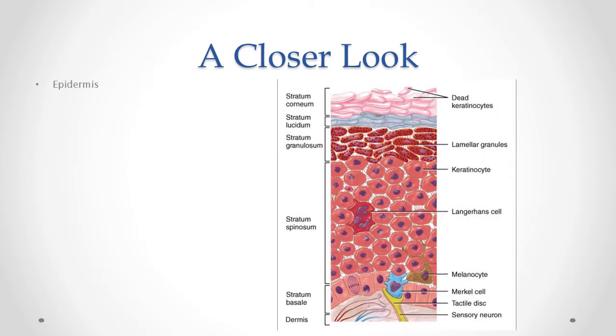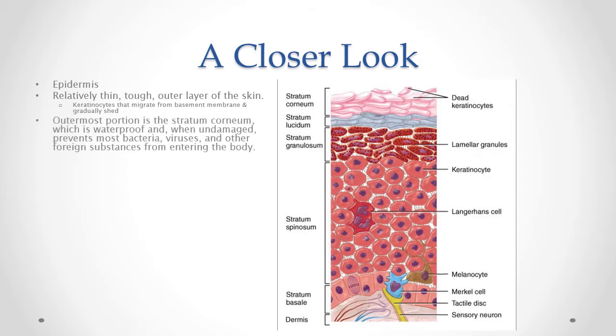So let's take a look at the epidermis. It's basically 5 layers. They're very thin but very tough, and it is the outer layer of our skin. Keratinocytes are migrating from the basement membrane and gradually shed. It is the outermost portion of the stratum corneum, which is waterproof, and when it is undamaged, it prevents bacteria, viruses, and other foreign substances from entering the cells.